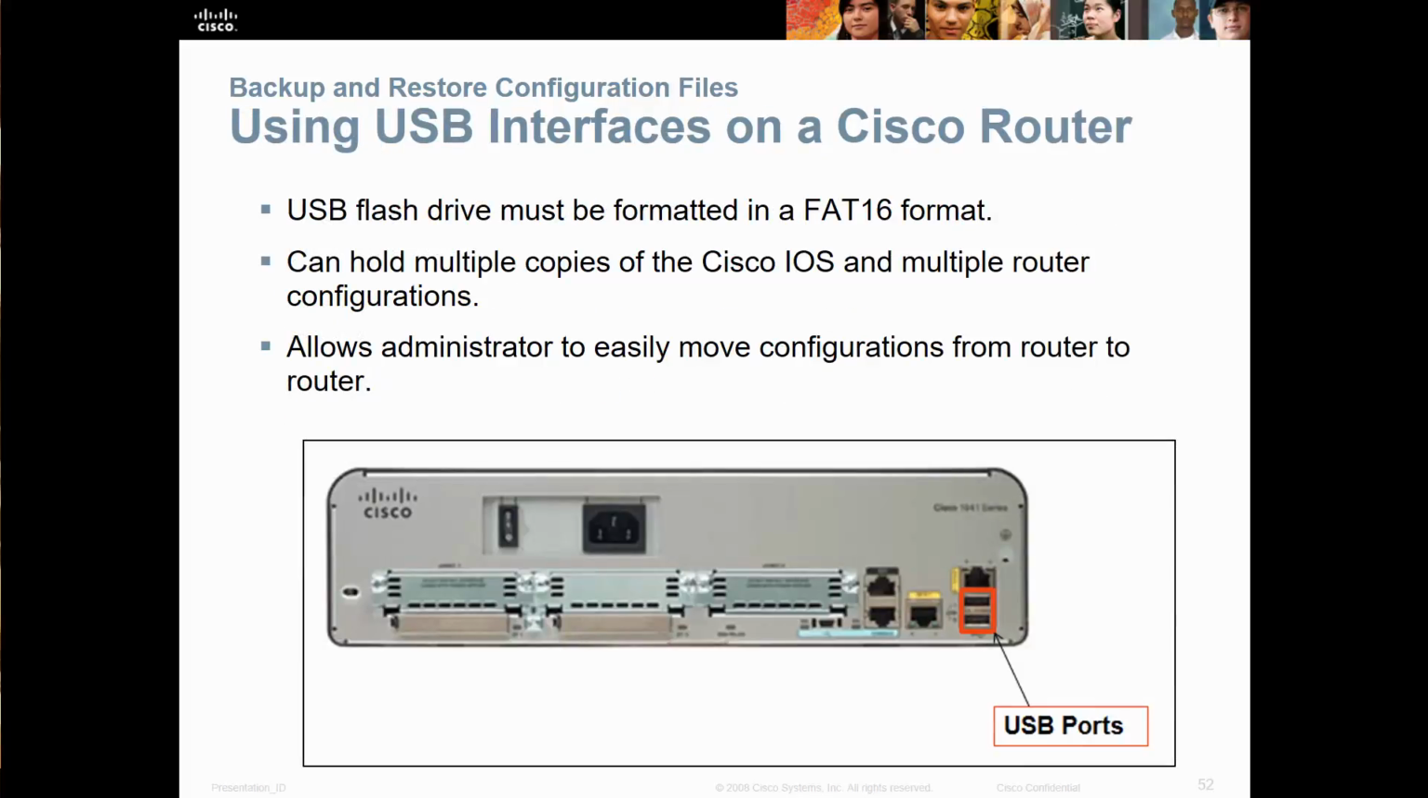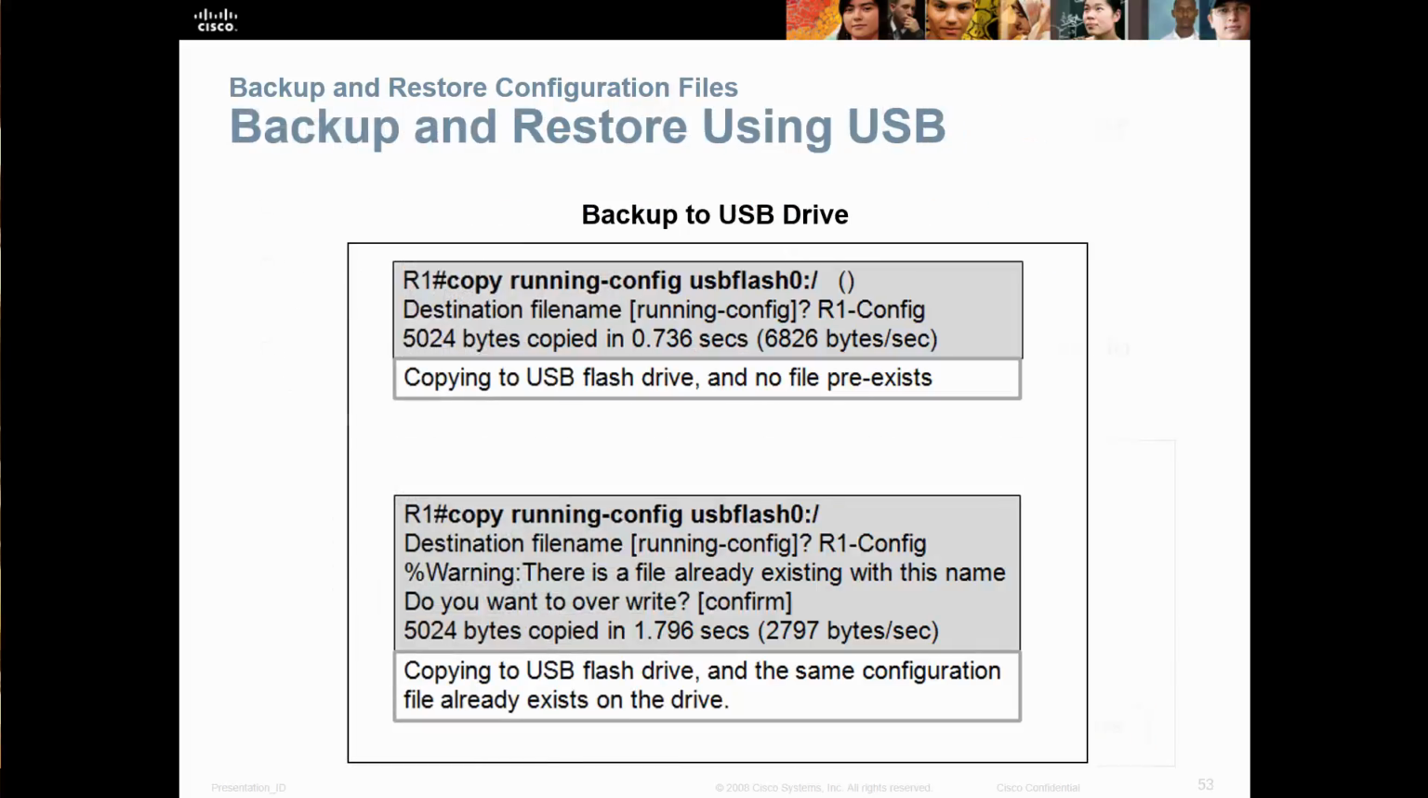Newer routers do come with USB ports, so we can copy to USB ports as long as the USB is formatted as FAT16. And how do we copy things to our USB port? We could do copy running config USB flash 0 : /. If we're looking at how to do it, that would prep it for us.